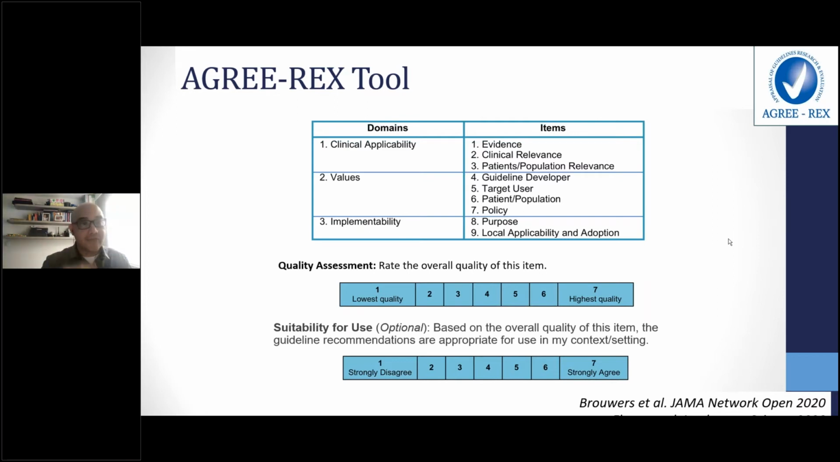Next, please. And the AGREE-REX tool, which is a little bit different from the AGREE II, could be applied to the whole guideline, but it could also be applied to a specific recommendation. Now, for AGREE-REX, the unit of analysis is not only the guideline, but each recommendation, because each recommendation could have a different discussion and different values and preference considerations than other recommendations within the same guideline. Next, please.